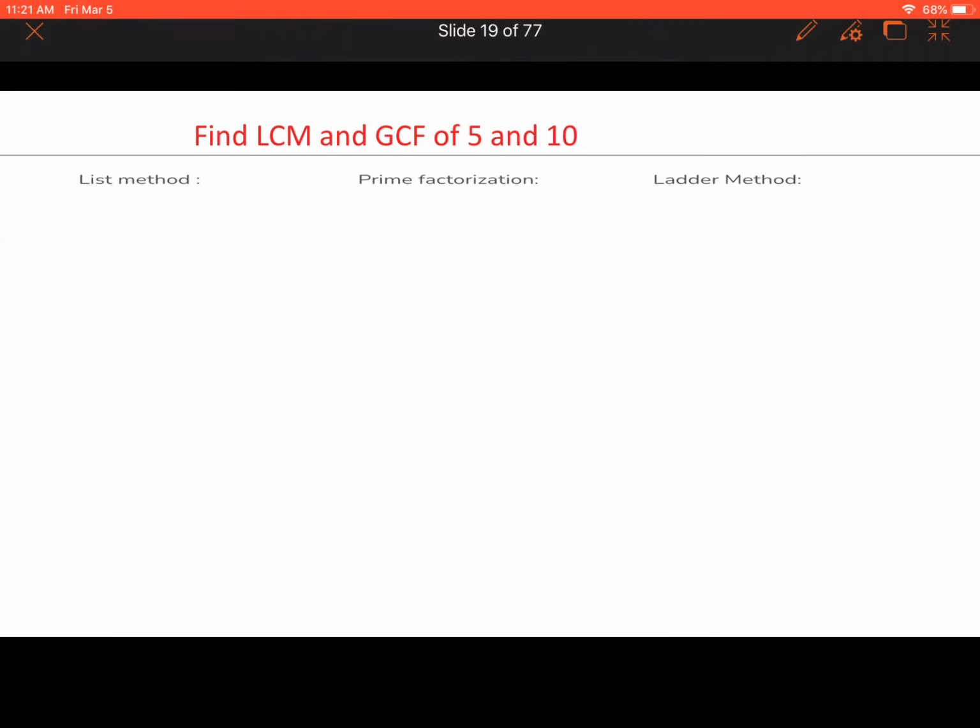Here we are going to use two methods called the prime factorization method and the ladder method to find the LCM and GCF of the given numbers. So first we will use the prime factorization method. For 5, when we find the factors, it is 1 times 5, right? 1 and 5 are the two factors of 5, whereas for 10, 2 and 5 are the factors of 10, right? So LCM is the least common multiple.